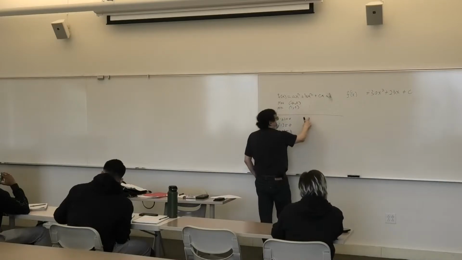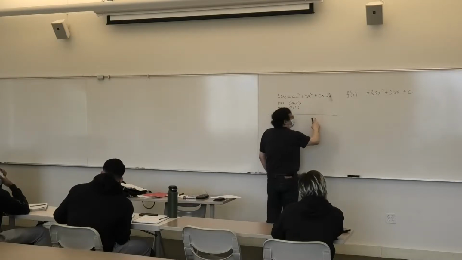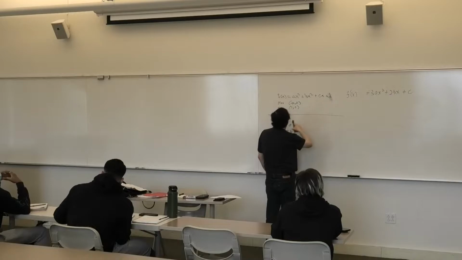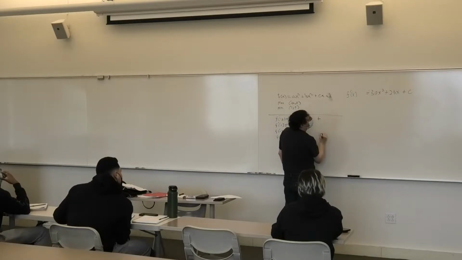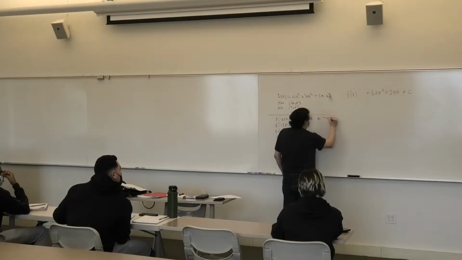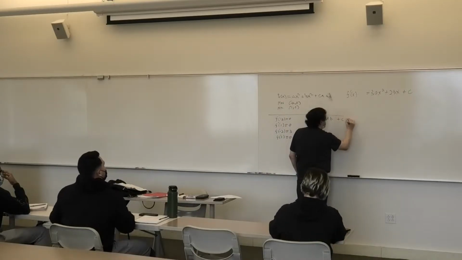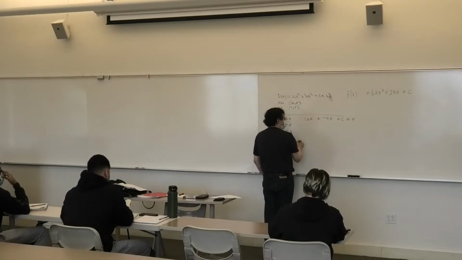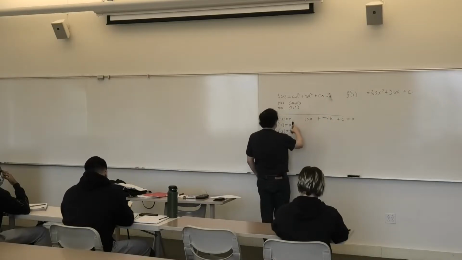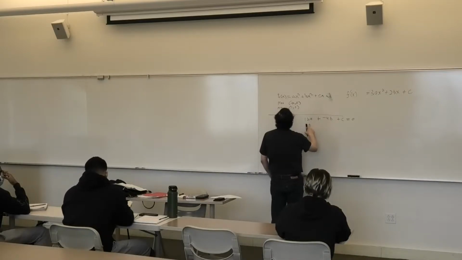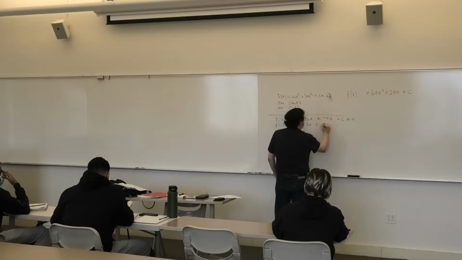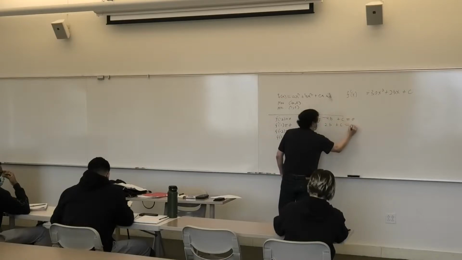Okay, so let's write these down. So f prime of negative 2, that's 12a minus 4b plus c equals 0. That's my first piece of knowledge. You know, 4 pieces of knowledge. 3a plus 2b plus c equals 0.